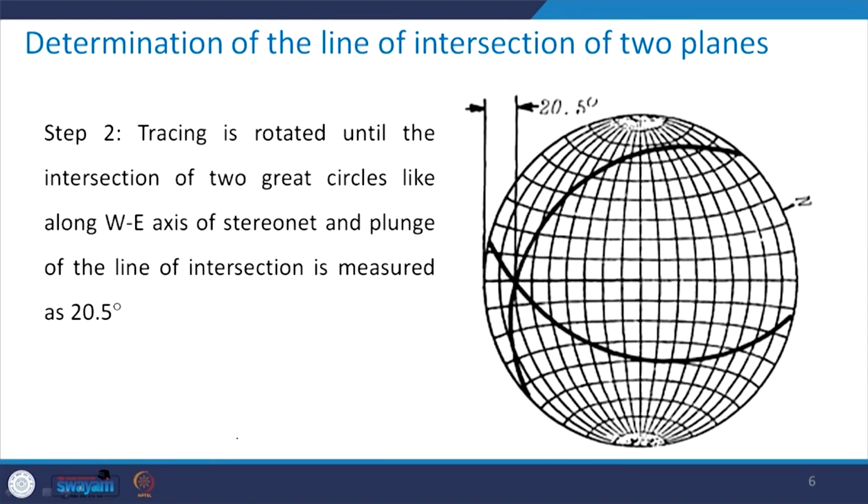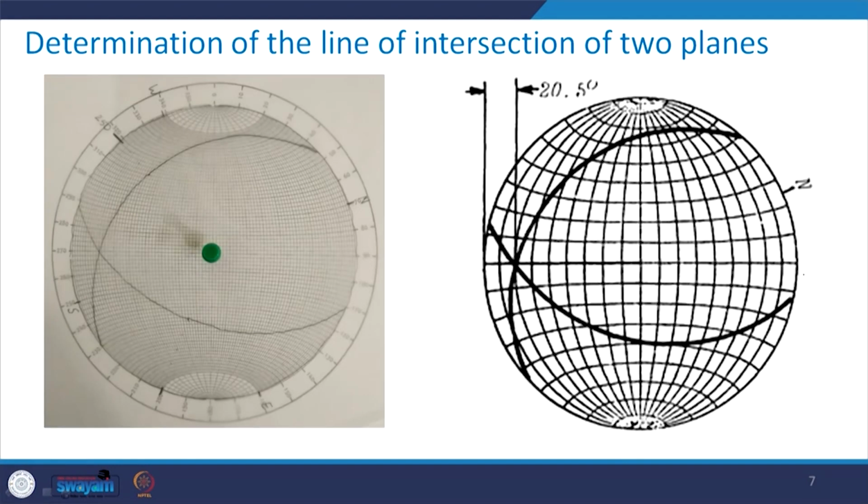Now, you see what is done in this case, wherever the point that these two great circles are intersecting, we rotate the tracing sheet such that the intersection of these two great circles lies along the west-east axis of the stereo net. So, this is how we need to do it. The point of the intersection was this point and we have rotated it in such a manner that it is lying along this 270-degree and 90-degree point here.